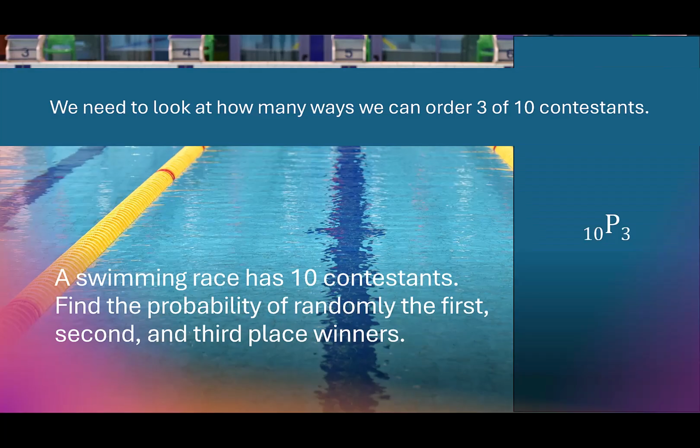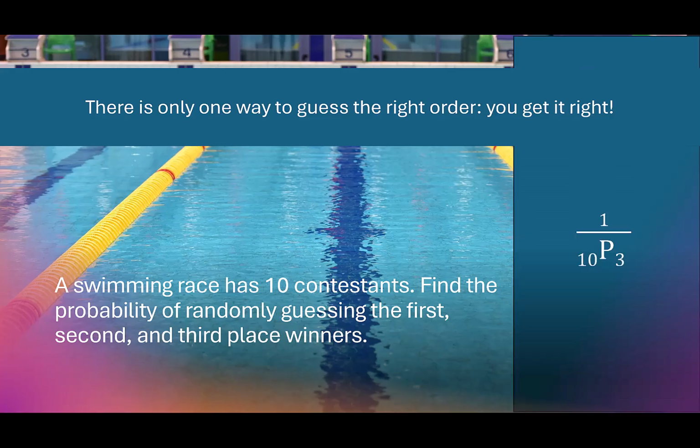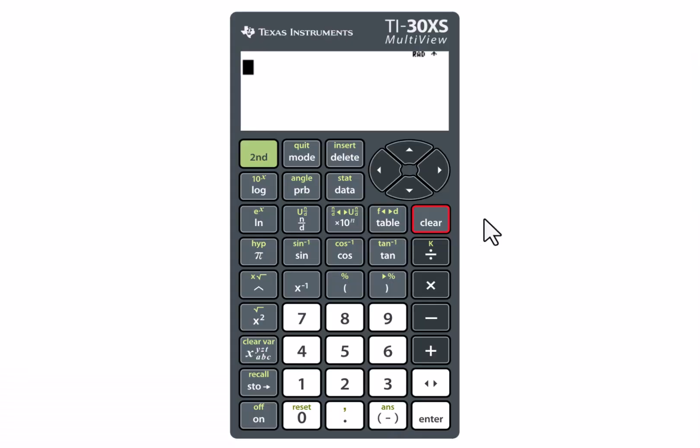We'll calculate the permutation of 10 choose 3. For the numerator, there's only one way to guess the right order. You get it right. So our numerator in this case is just a 1. So we'll go back to the calculators and figure out 1 over the permutation of 10 choose 3. This time, let's try a few TI calculators.